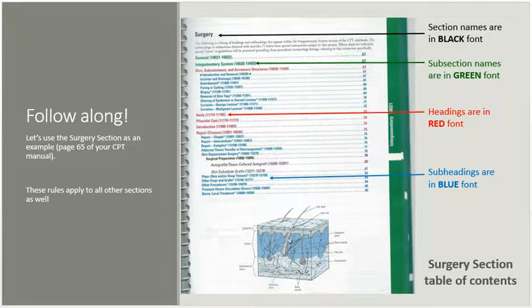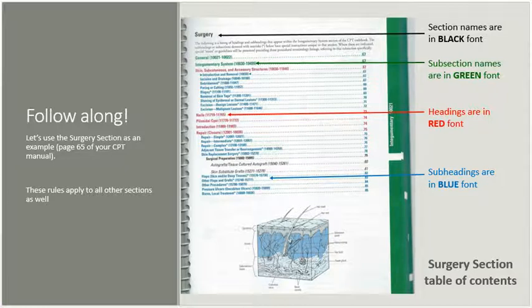So go ahead and follow along with me and open up to the surgery section of your CPT manual. It should be located on page 65. This is going to be the table of contents of the surgery section. Just remember that these rules do apply to the other sections as well. So firstly, to start, we want to identify what is the section name. Sections are indicated in black bold font, so surgery is going to be the section that we're looking at.